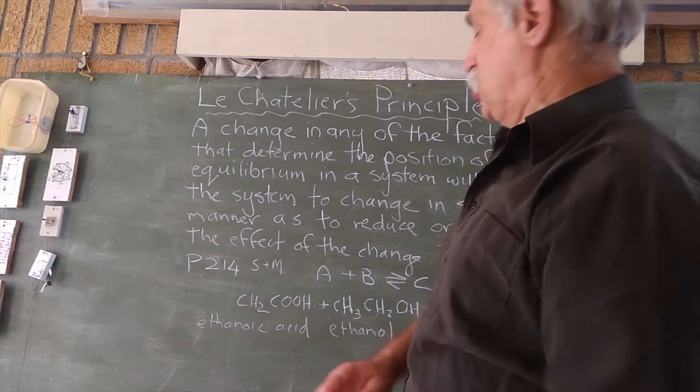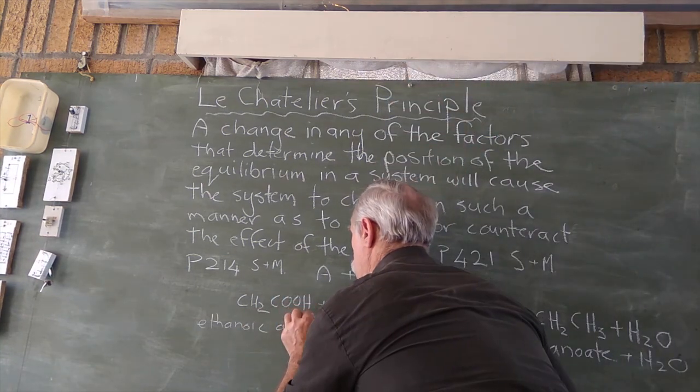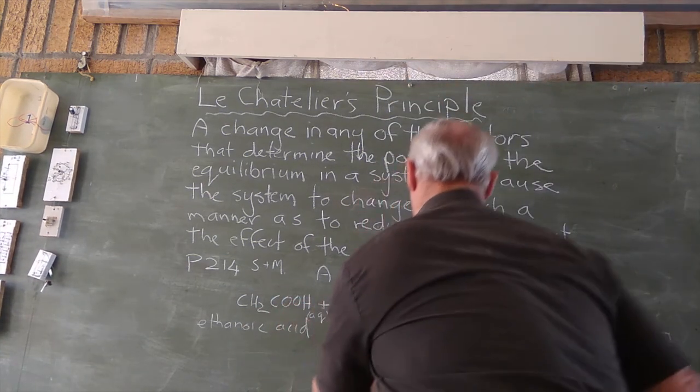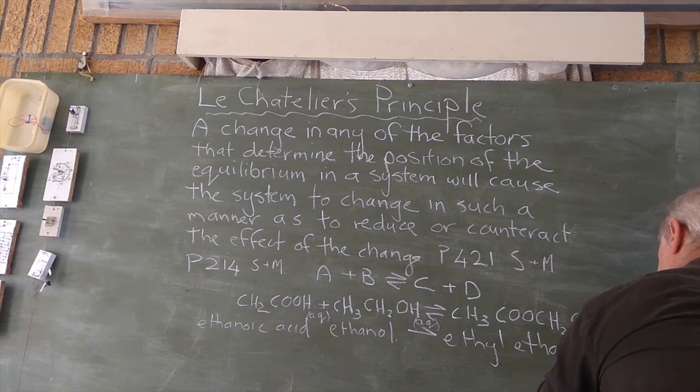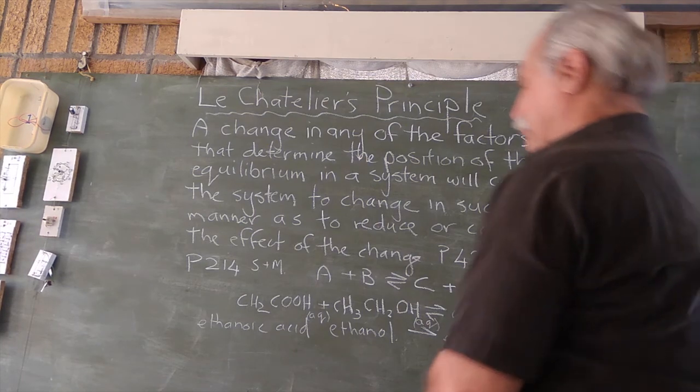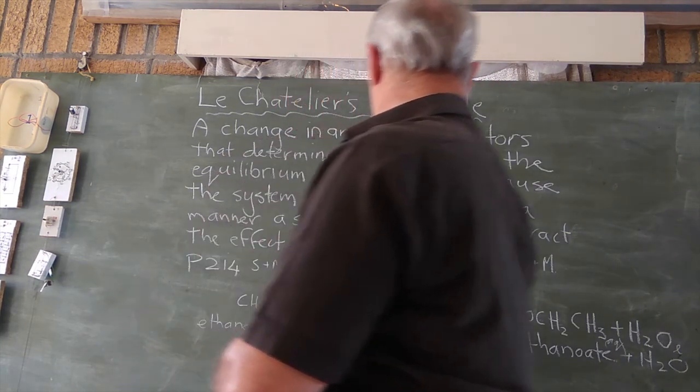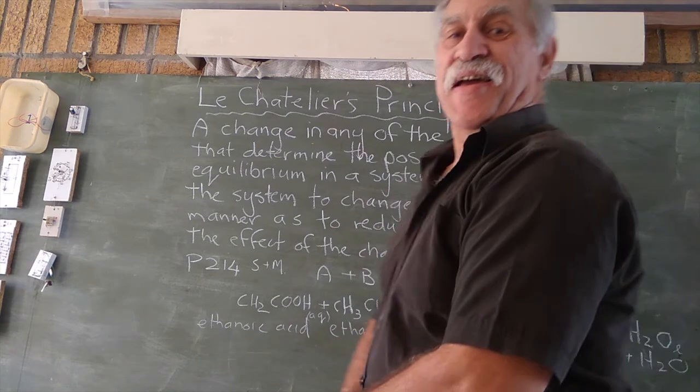Now, it doesn't say so in your book, but this would be aqueous. It's got to be dissolved. That would be aqueous, or your alcohol's dissolved, and your ester would be aqueous, and your water would be a liquid. Okay, aqueous, aqueous, aqueous, and liquid.